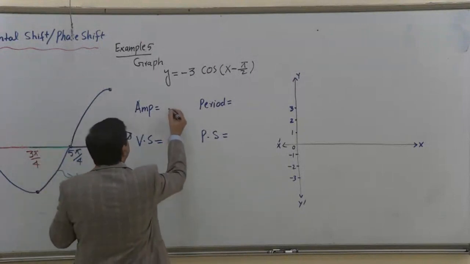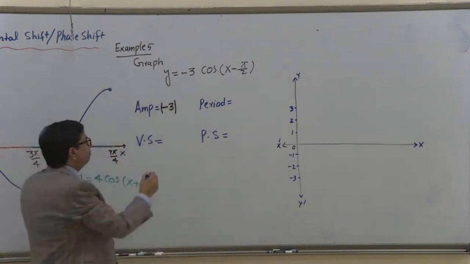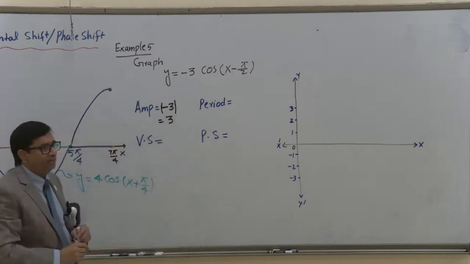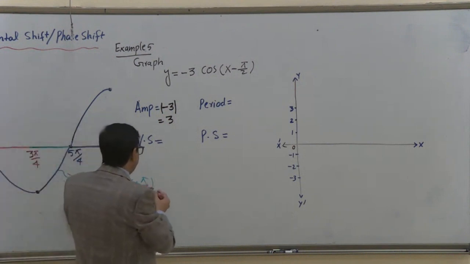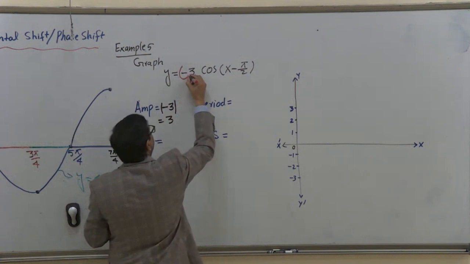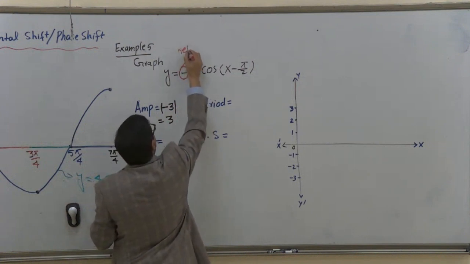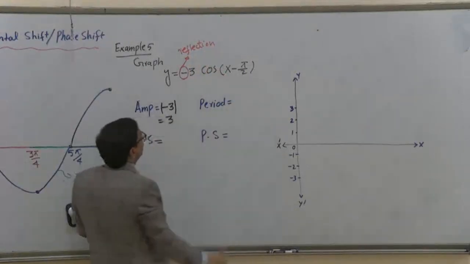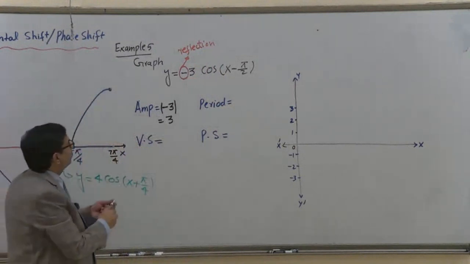Here, amplitude is negative number. So amplitude is always positive. So it is absolute. Take its absolute, and this is equal to 3. Amplitude is 3. Forget the negative sign. This negative sign we shall deal with at the end. Forget it in the beginning. Basically, this is the reflection. This gives the reflection of the graph about x-axis. So we ignore this one in the beginning, okay? Ignore it.